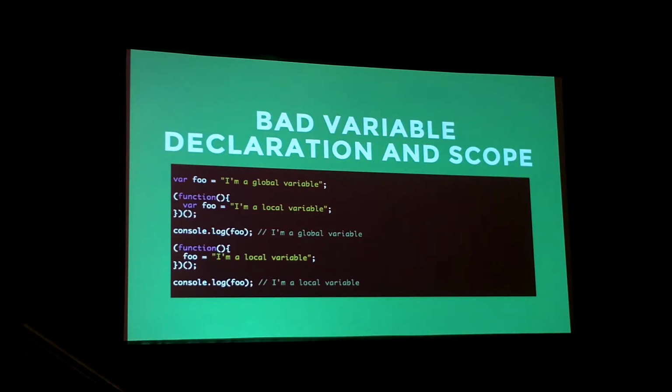And as an example of this, 3 foos walk into a bar. Developer jokes, I'm so sorry. So this first foo up here is just like, hey, I'm a global variable, what's up? And then the second foo down here is like, I'm a local variable, how are you doing?